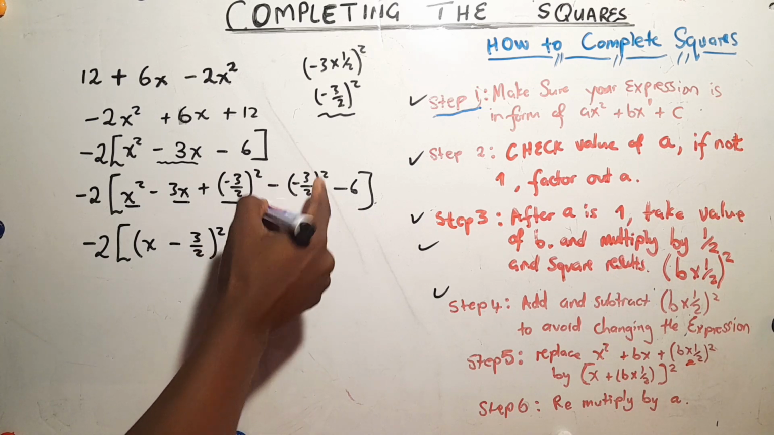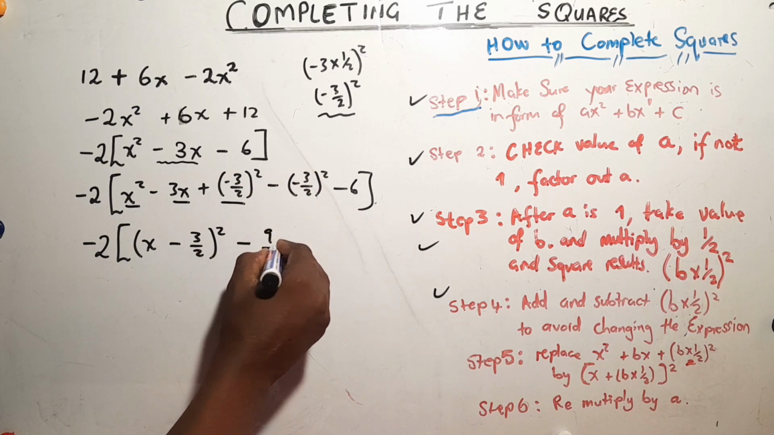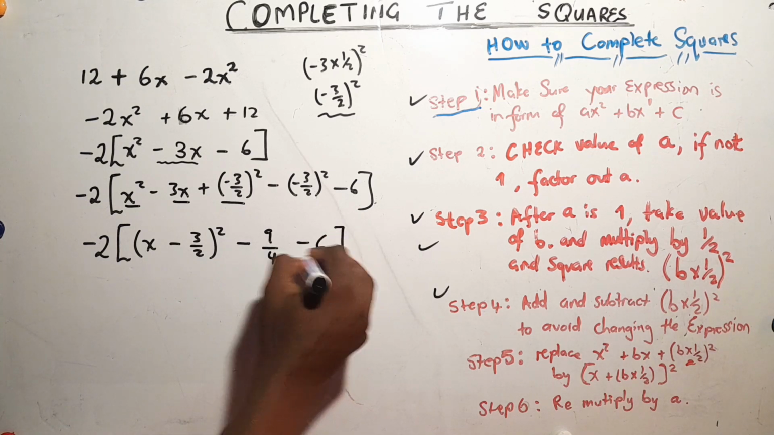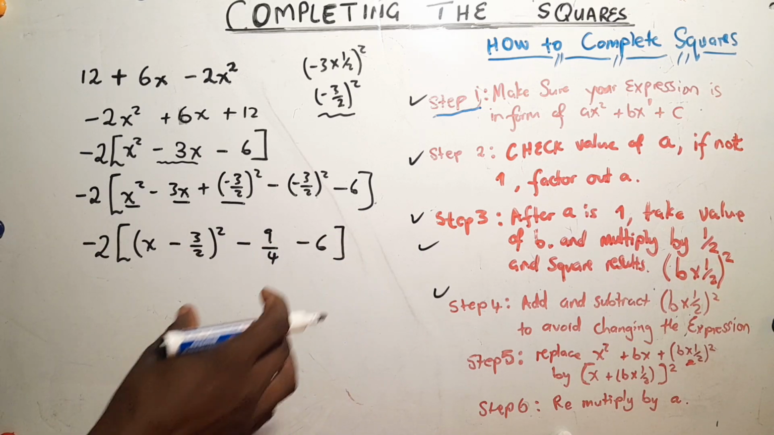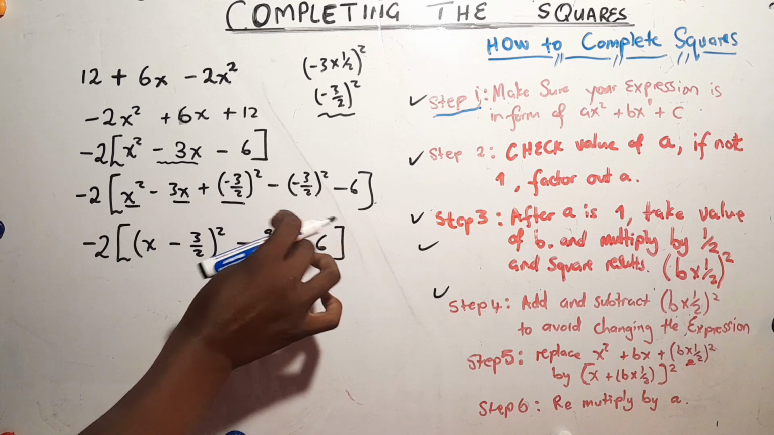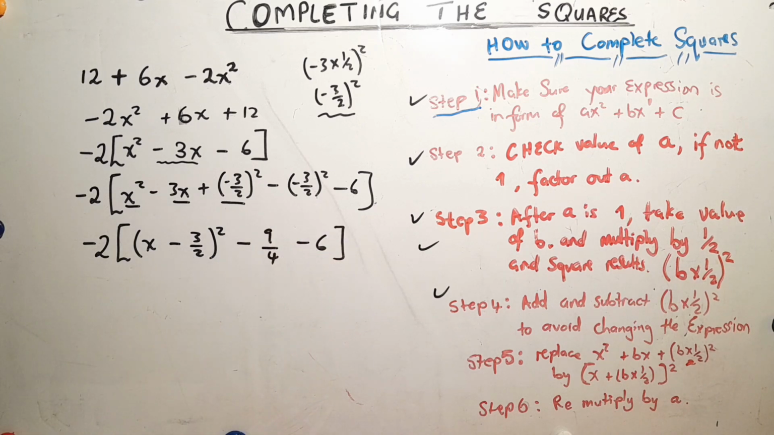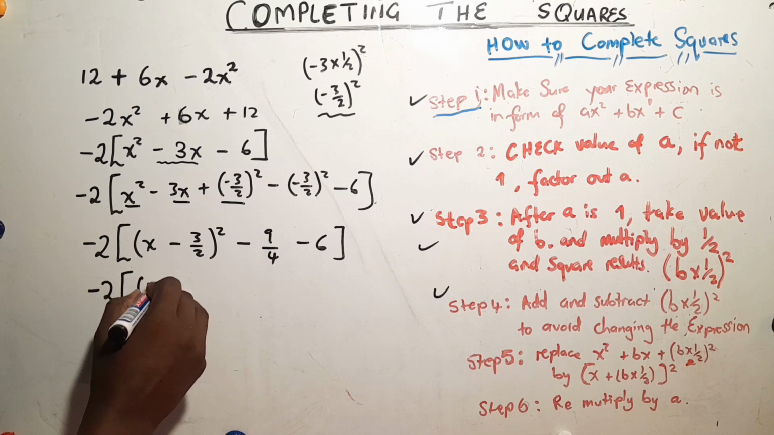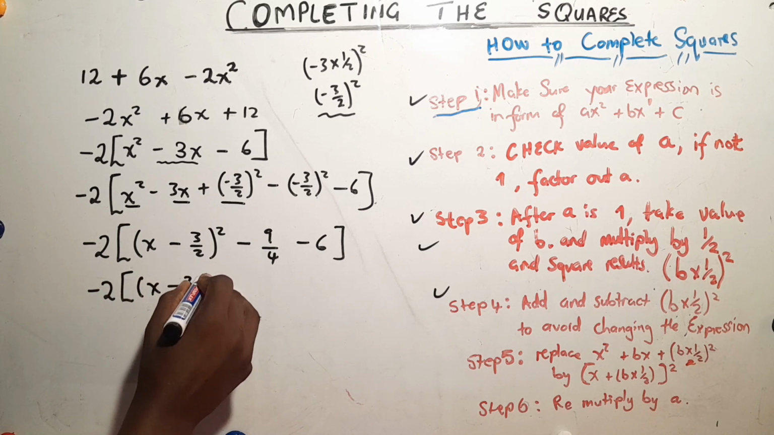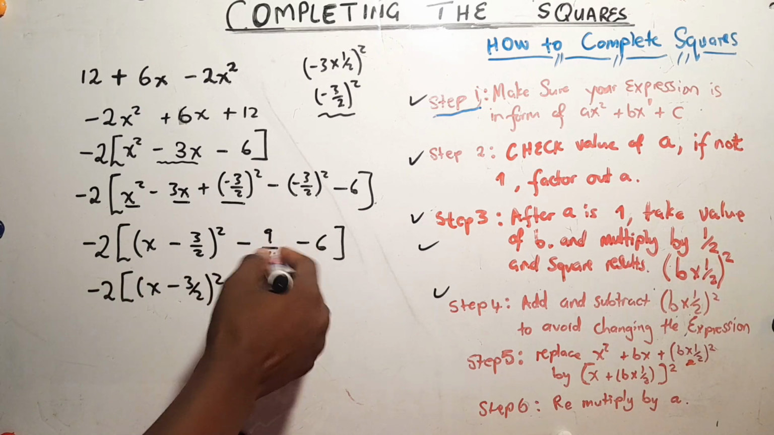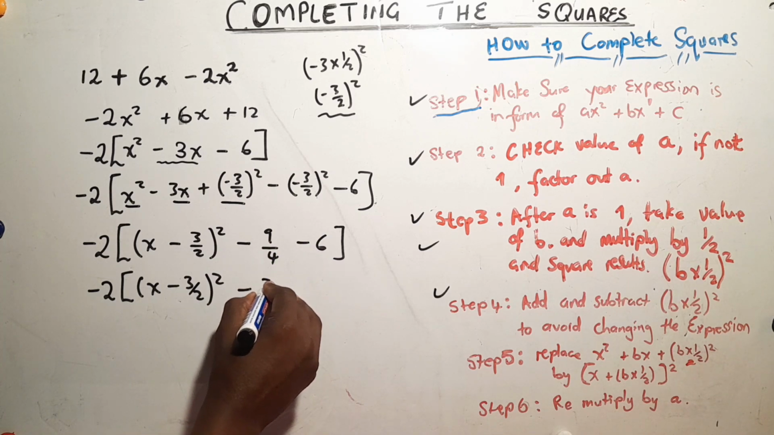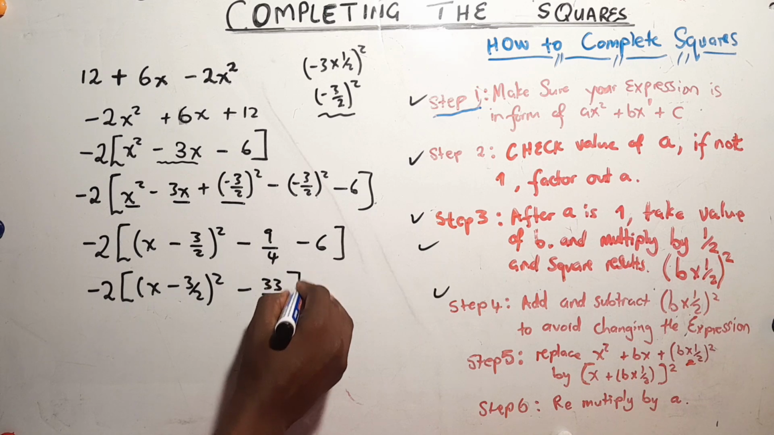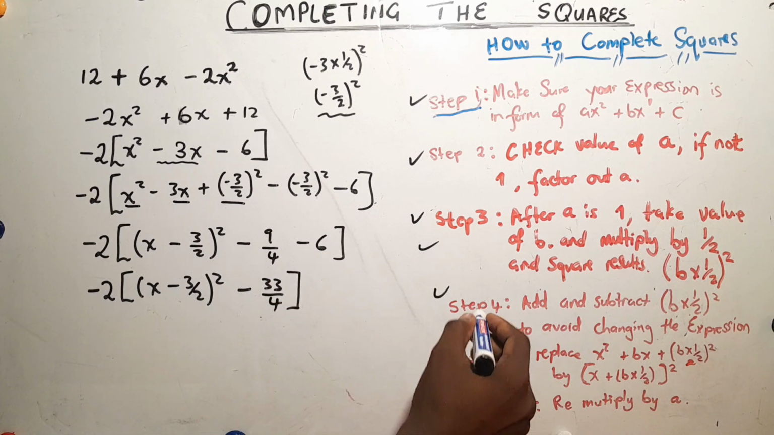So this one squared will give us 9 over 4, like that, and then minus 6 there. So the next stage, we might want to just add these two, right? So this is negative 2 times x minus 3 over 2 squared, and after punching this in the calculator, we get negative 33 over 4, and then we close like that. So we're done with step 5.